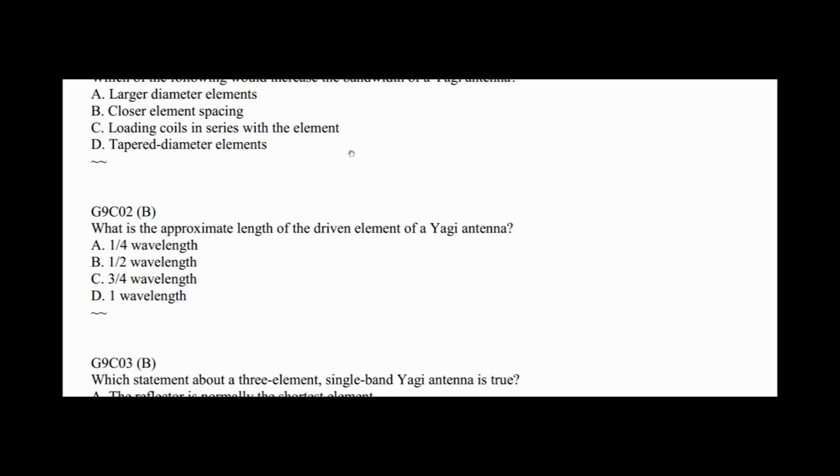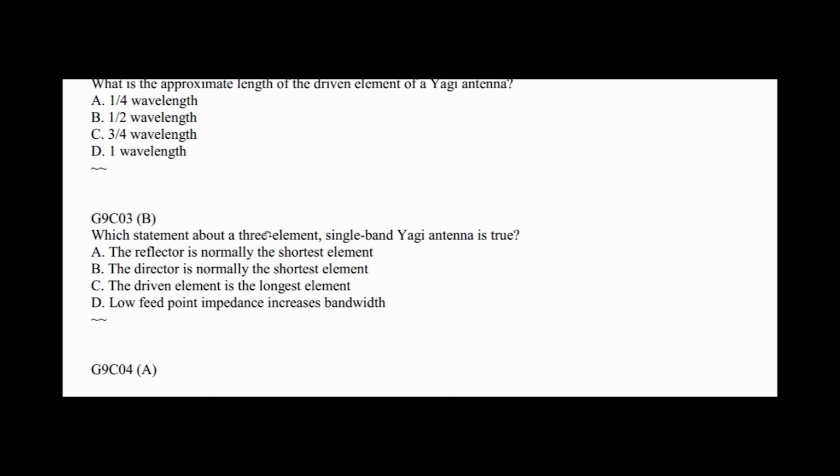G9C02, what is the approximate length of a driven element on a Yagi antenna? Well, typically it's half a wavelength. It's a dipole, so it's a half wave dipole. The question that I come up with on this one is, are we talking about electrical length or physical length? But the answer in all cases is going to be half a wavelength.